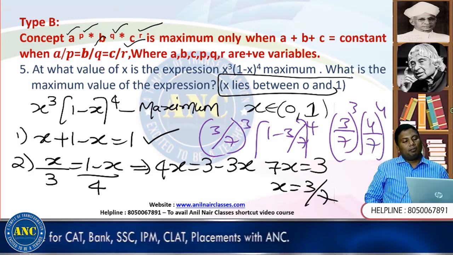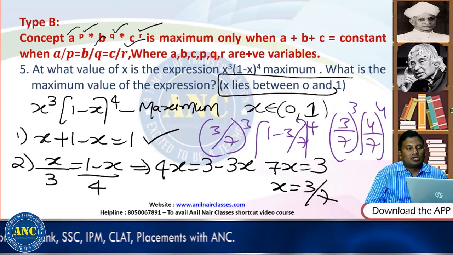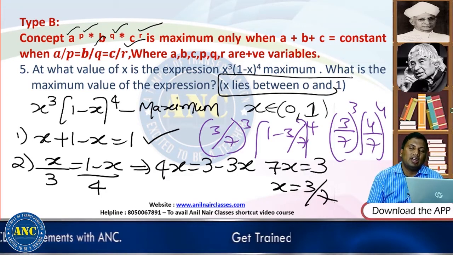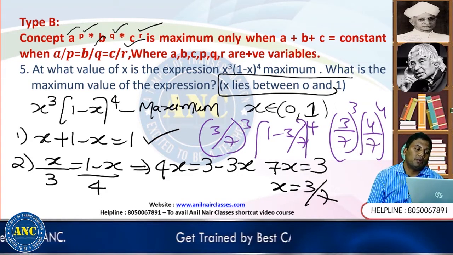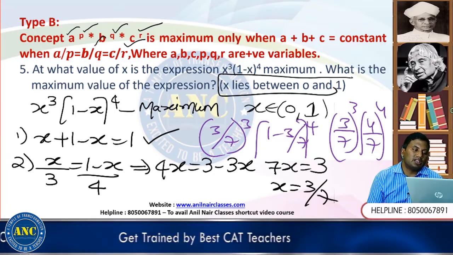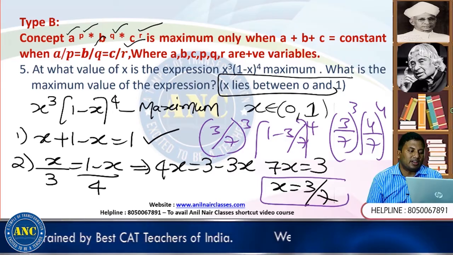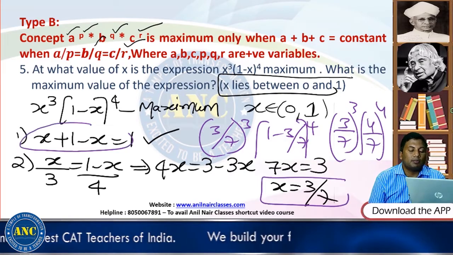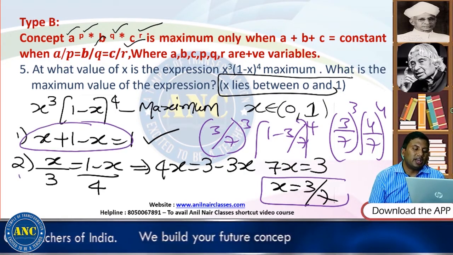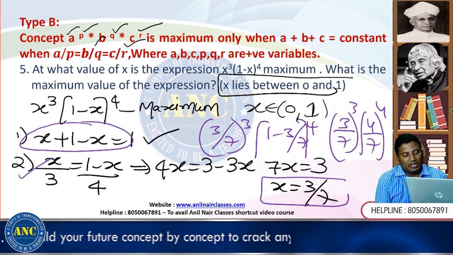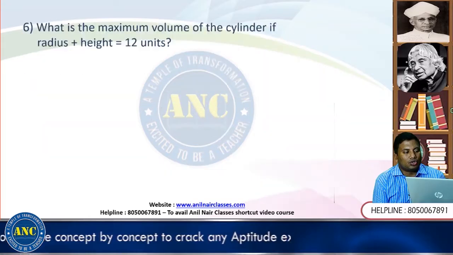A power p, b power q, c power r is maximum only when the sum of the bases is constant and the ratio of the base to the power is same. x by 3 is equivalent to (1 minus x) by 4. So x is 3 by 7. Because sum of the bases is constant, directly you can apply base to the power ratio should be same.